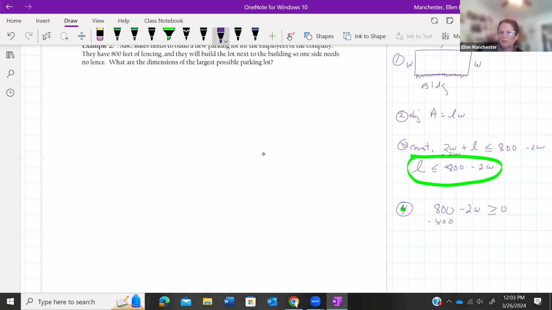Okay, so now we solve. Divide by -2. So my W is going to be less than or equal to 400. So my endpoints, write it up here. The endpoints are between 0 and 400. Okay, so any questions on those first 4 steps? Why I do what I do?